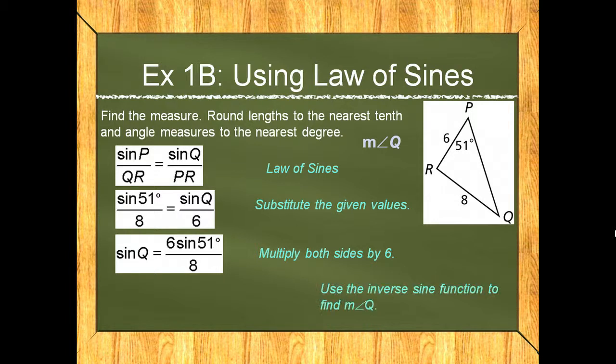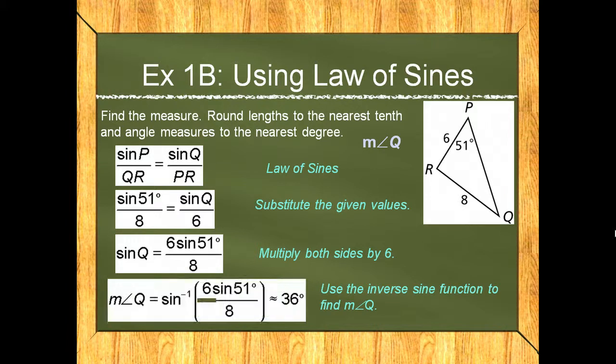We use the inverse sine function to find the measure of angle Q, because remember, the measure of angle Q is equal to the inverse sine of whatever the sine equals. So the measure of angle Q is equal to the inverse sine of, and then we put the whole thing in parentheses, 6 times the sine of 51 degrees over 8, which is about 36 degrees.